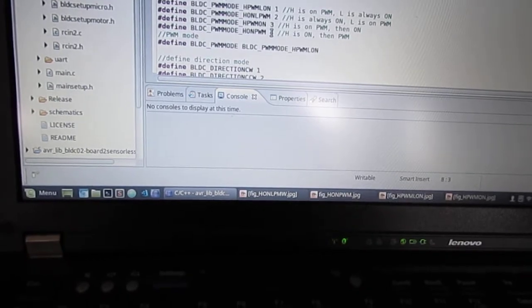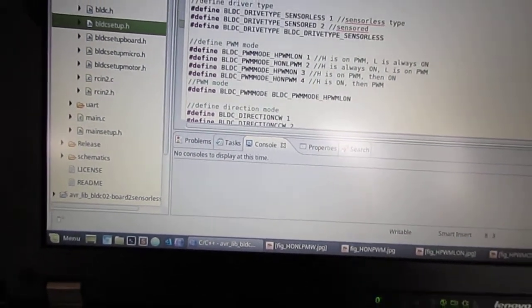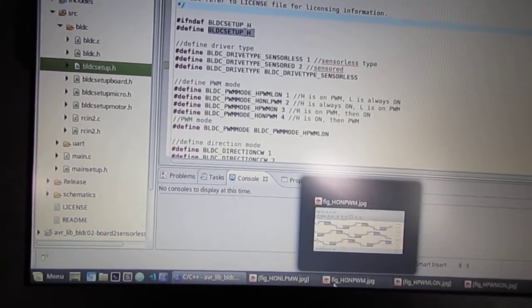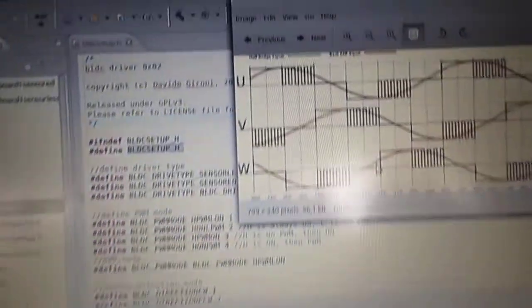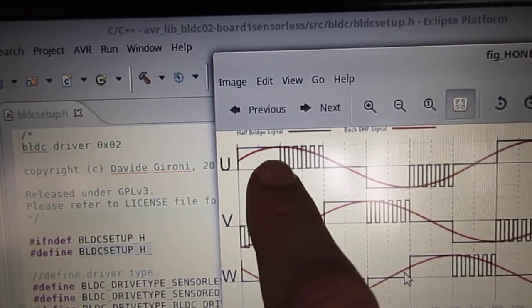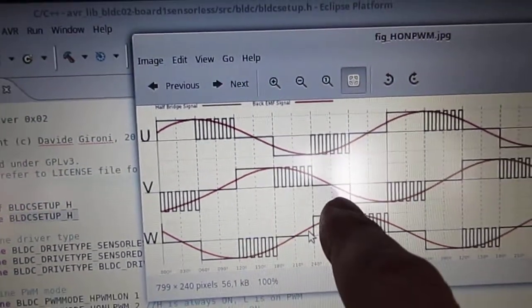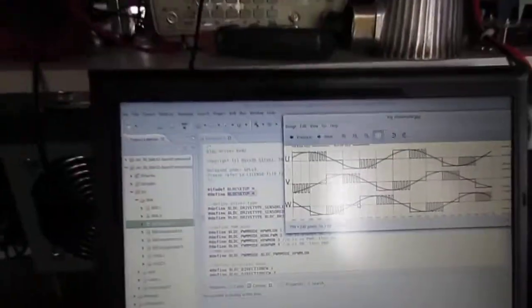Then I have the high side is on, then on pulse width modulation. The high side is on, then on pulse width modulation, and the low side is the inversion of the high side, as we see.